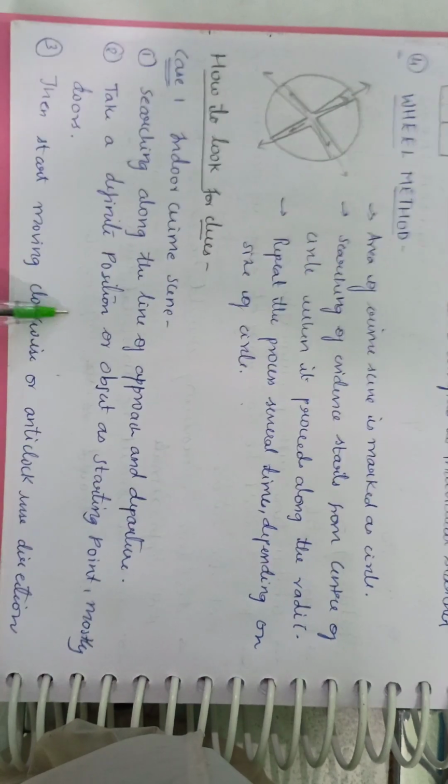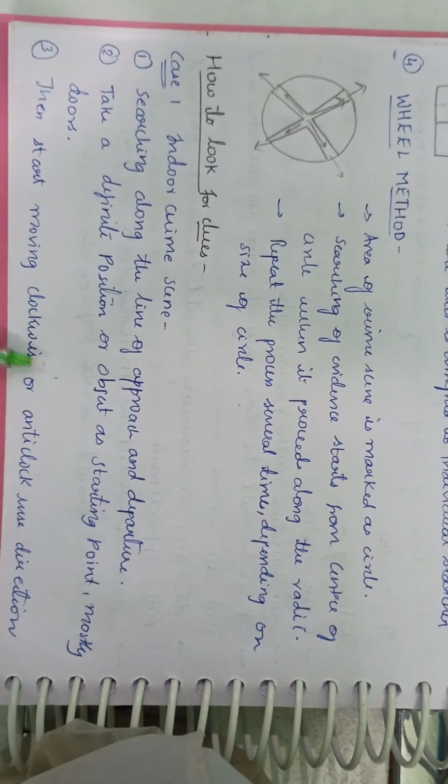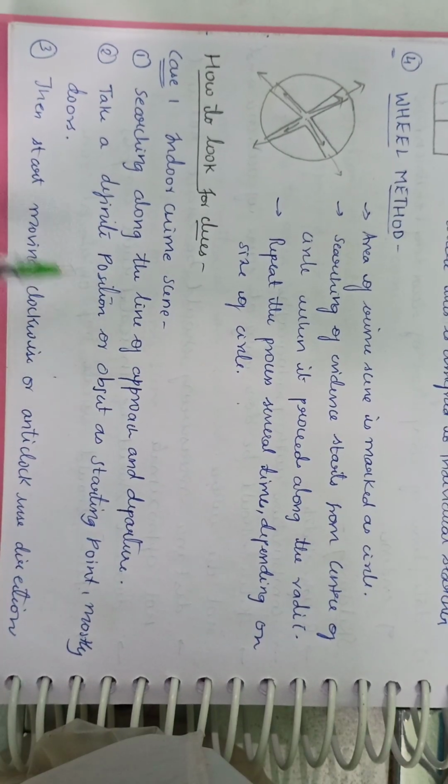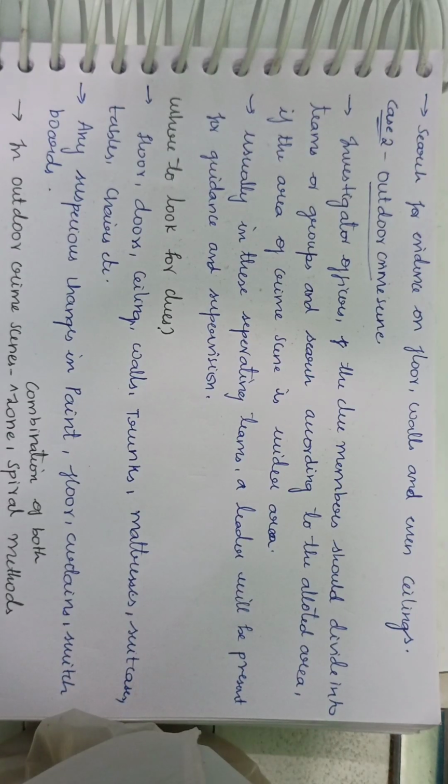Means if you're taking the door as a definite or fixed position, then from that you can move in the clockwise or anti-clockwise direction, and in that direction you can search for the evidence in an indoor crime scene. Then the most important thing: search for evidence on the floor, walls and even ceilings.